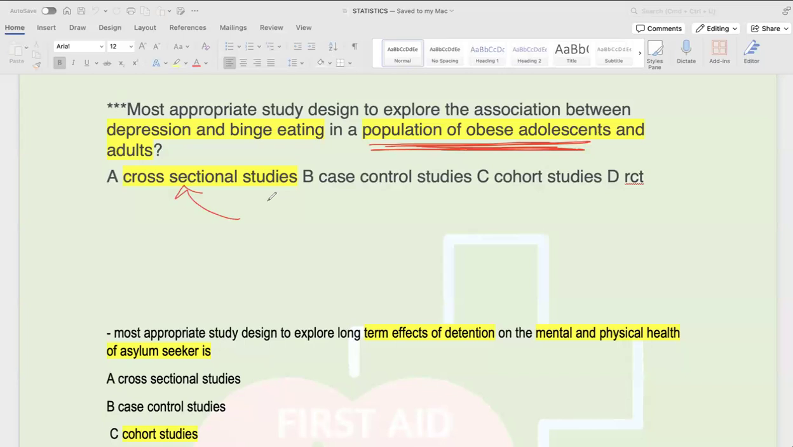Okay, and you know that cross-sectional can do the causal relationship, right? So it can actually do the association or relationship between the cause and effect. If we want to know, in a community where most of the people are obese, adolescent and adult, and we are just choosing that particular community, what is the relationship between binge eating and depression in that particular community? The best one would be cross-sectional. So if they specify a particular community, then we choose the cross-sectional.